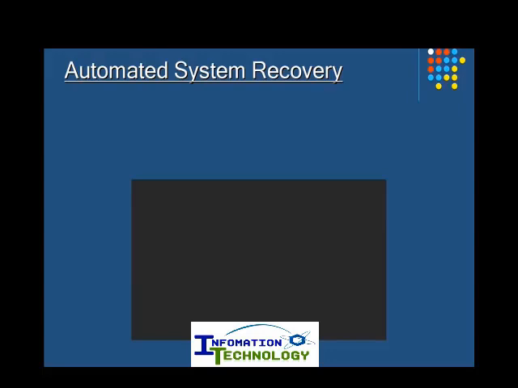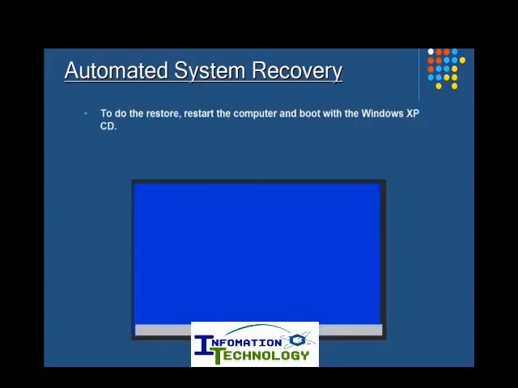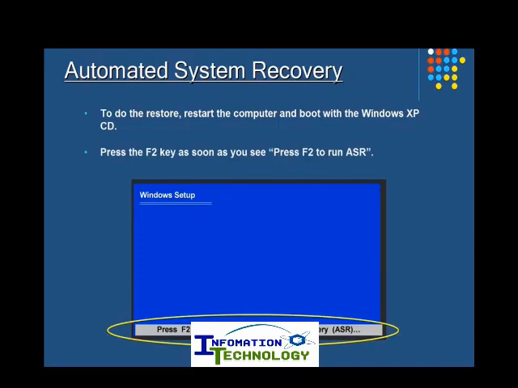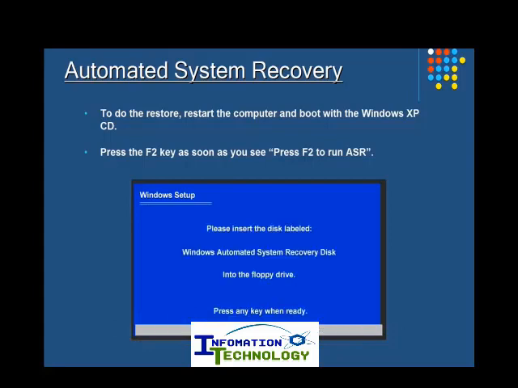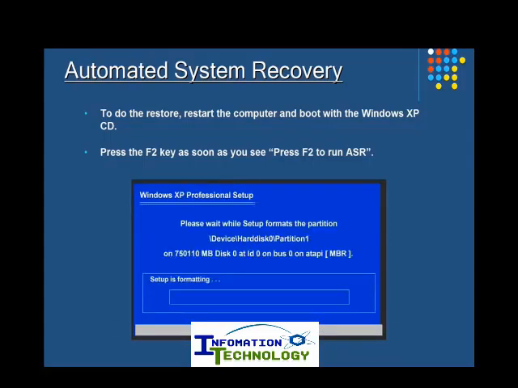And to do the restore, you need to restart the computer and boot with the Windows XP CD. And in the Windows setup screen, you need to press the F2 key as soon as you see press F2 to run the ASR on the bottom of the screen. And from here, just follow the instructions on the screen and the restore process will take place. And you can fully restore your computer with the backup you created.